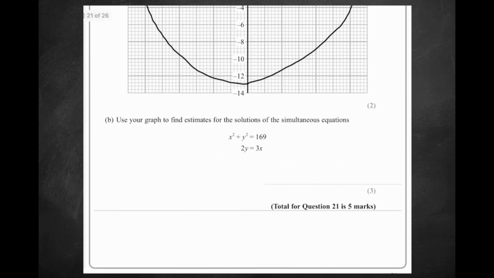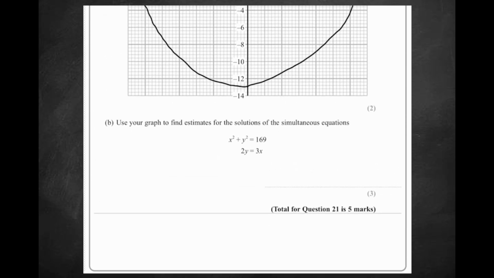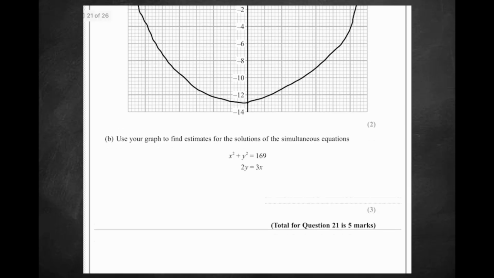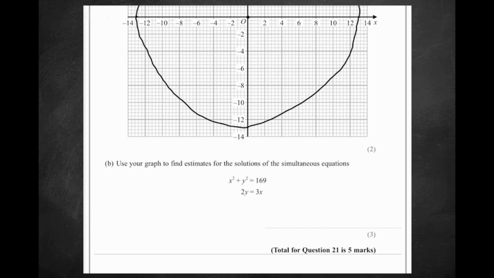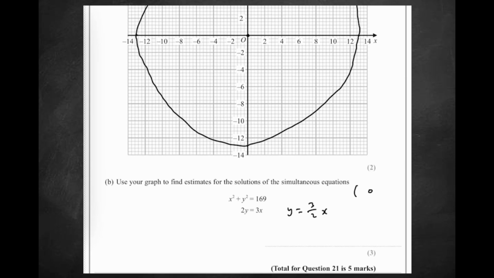Part B. Use your graph to find estimates for the solutions of the simultaneous equations below. So we know everything on our circle is x squared plus y squared equals 169, so we really only have to look at the other one. So that's y equals 3 over 2 x. So when x is 0, y is going to be 0, and when x is 1, y is going to be 3 over 2.